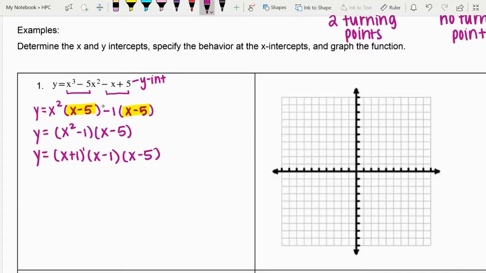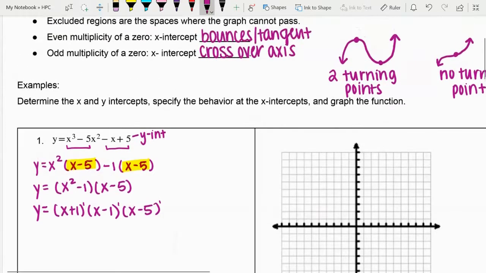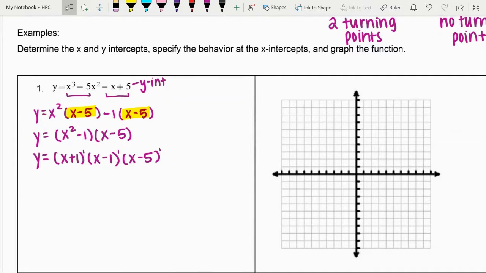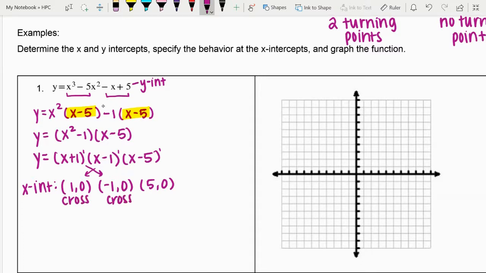Okay, and these are all to the first degree. And that's important because when we talk about multiplicity of the zeros, we need to know if it's going to be an even or odd multiplicity. So our x-intercepts are going to be (1, 0), (negative 1, 0), and (5, 0). Okay, I switched these two. Right? So each of those have an odd multiplicity. They all just have multiplicity of 1. So at each of these x-intercepts, we are going to cross the axis.